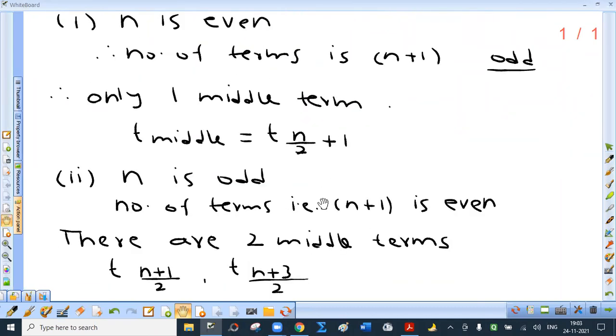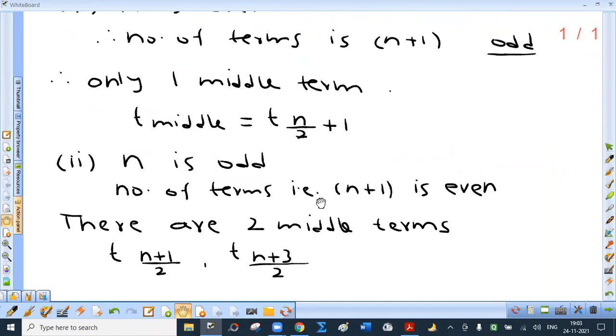If the index is odd, the number of terms will be even because the number of terms is always index plus 1. So in this case, there are two middle terms. First is T((n plus 1) by 2) and then T((n plus 3) by 2). Right now.